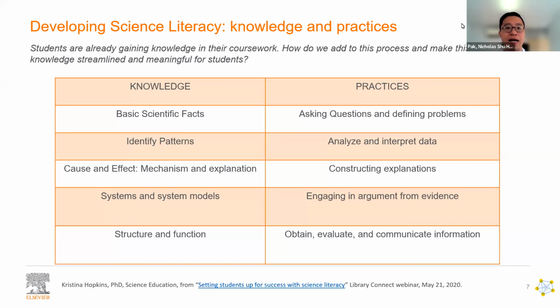You're able to subconsciously identify patterns, but a very disciplined practice and approach will be for you to analyze and to interpret the data. You can identify cause and effects in terms of knowing what the mechanism is and the explanation for this is. And the practice for this is to construct solid explanations throughout. You can create and build system models, and a very good way for you to do this is to practice to engage in argument from evidence. You can have a structure and function, but how you want to do it is to obtain, evaluate, and to communicate this information throughout.